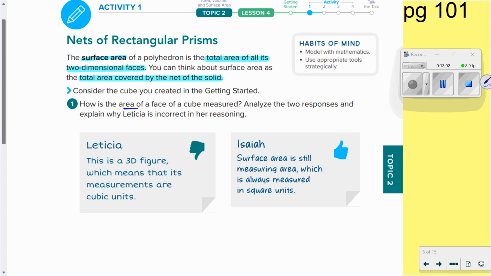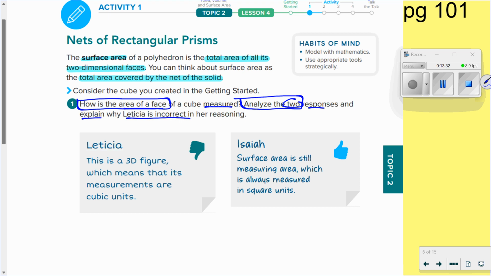So how is the area of a face of a cube measured? Analyze the 2 responses and explain why the teacher is incorrect in her reasoning. So they actually gave it. The teacher says it's a 3D figure, which means that it's measured in cubic units. Isaiah says surface area is still measuring area, which is always measured in square units.